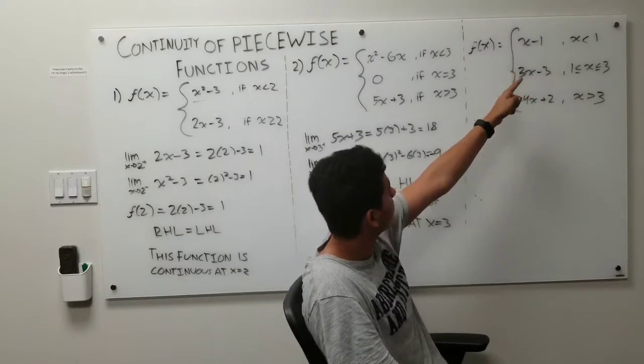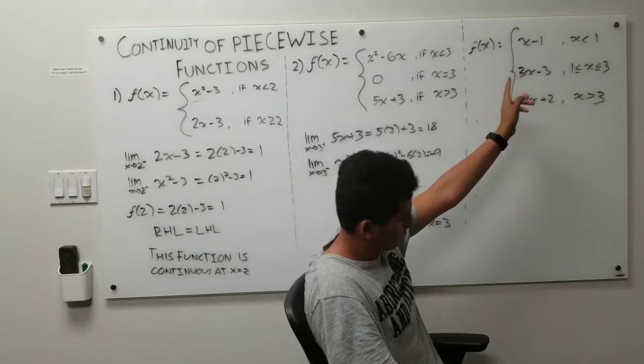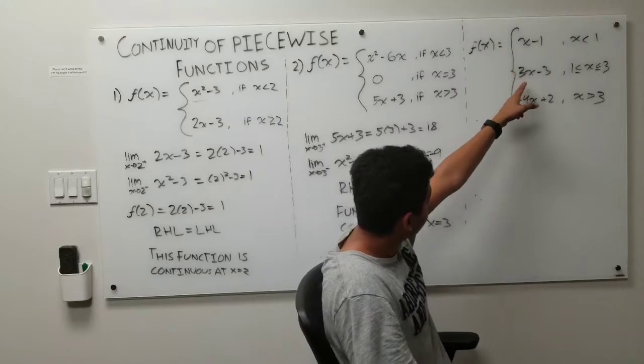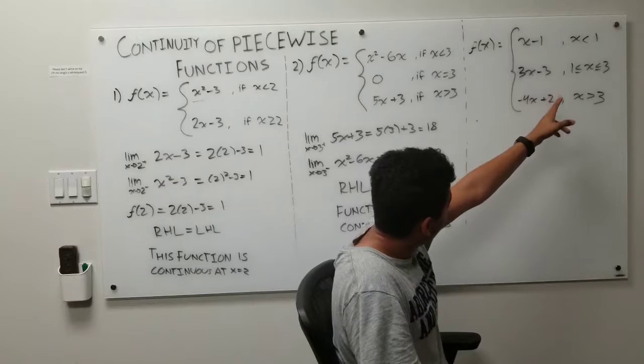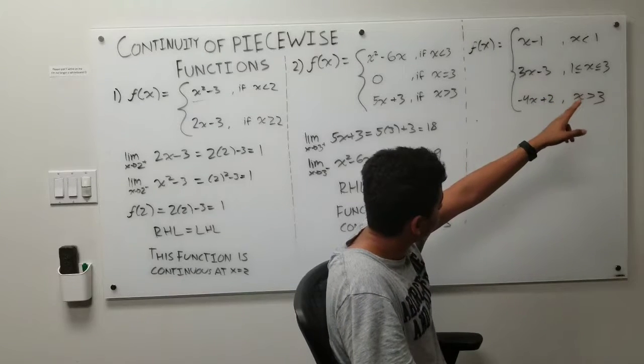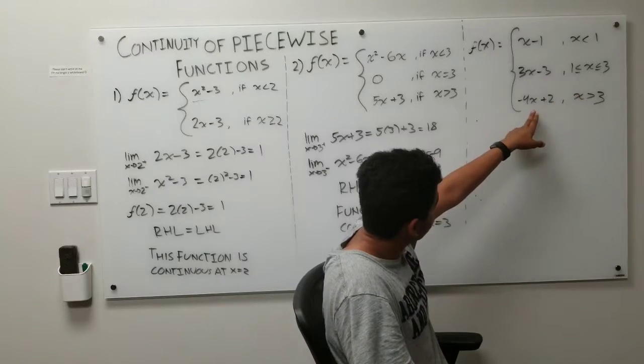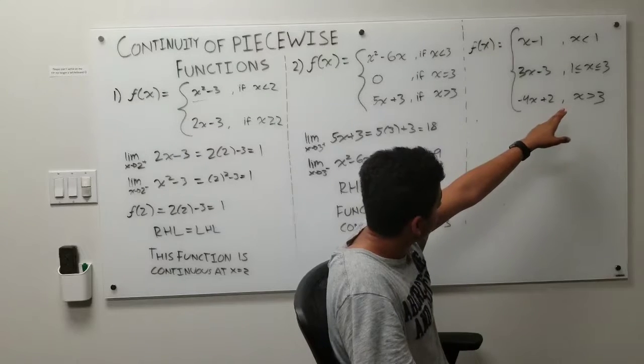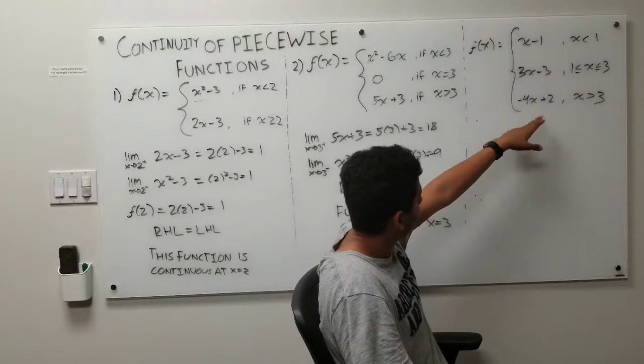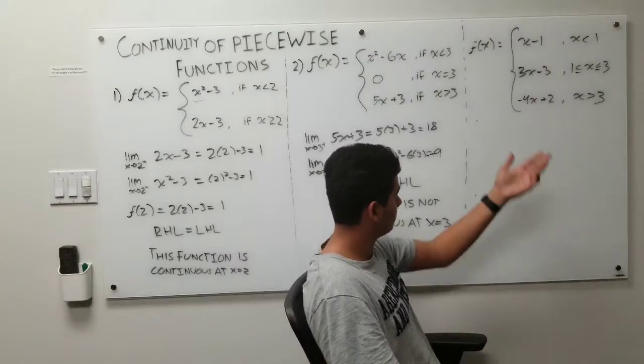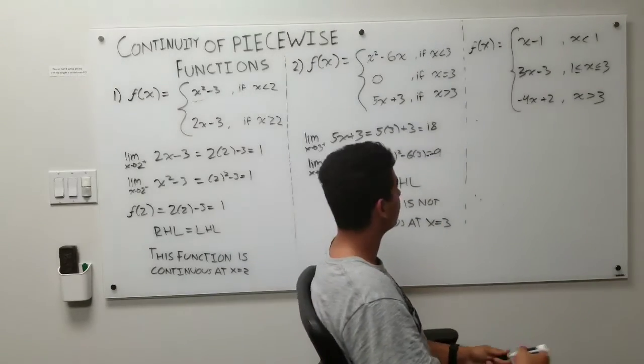The first one being x minus 1 for x is less than 1, 3x minus 3 for 1 less than or equal to x less than or equal to 3, and the last one, which is minus 4x plus 2 for x is greater than 3. Now these are all continuous normally without it being stitched up.